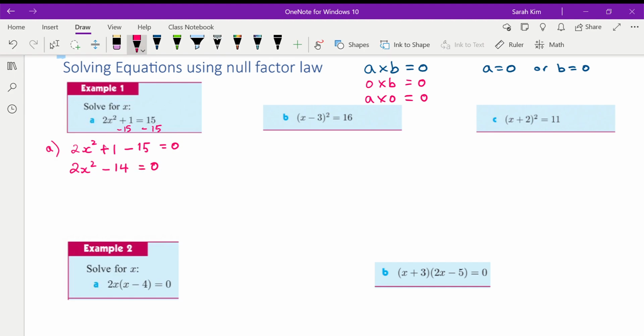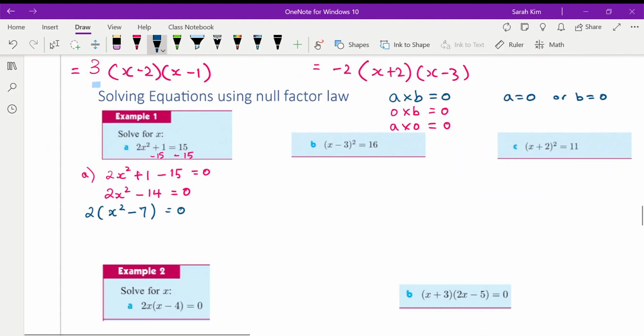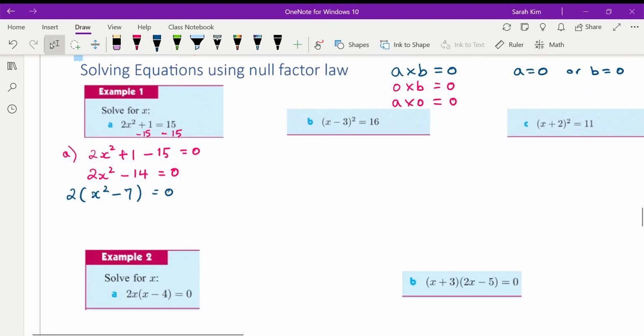So I should be able to now factorize using some common factors. So I can get a 2 out. x squared -7 equals 0. Okay, so now what I need to do is write that as my answer. Did I do something wrong? I feel like I did.